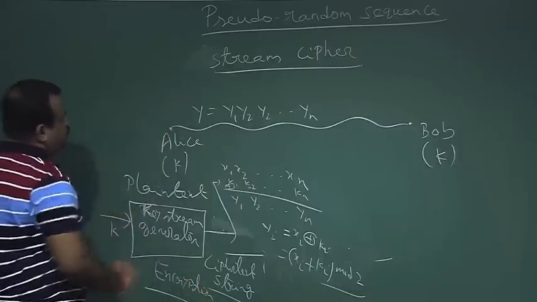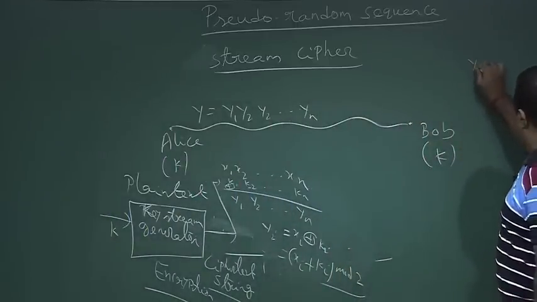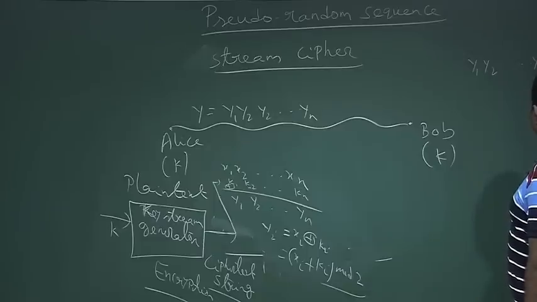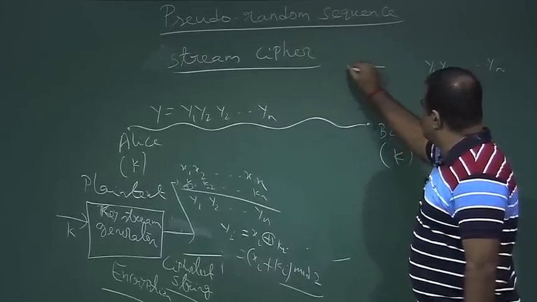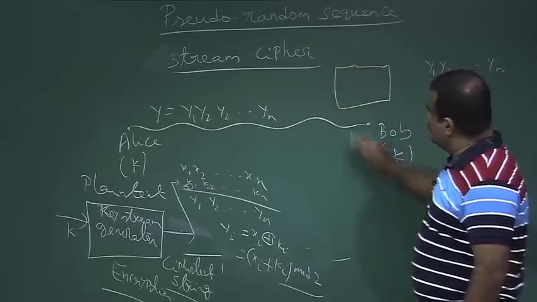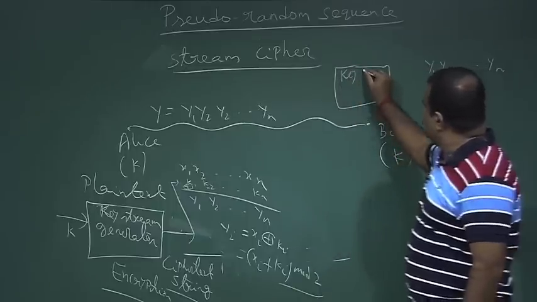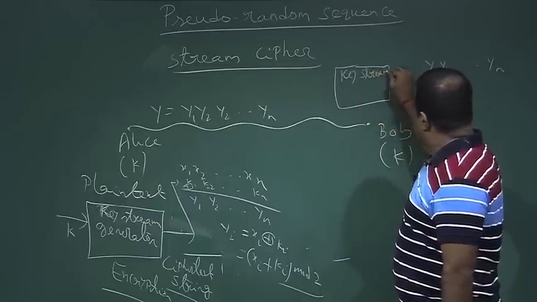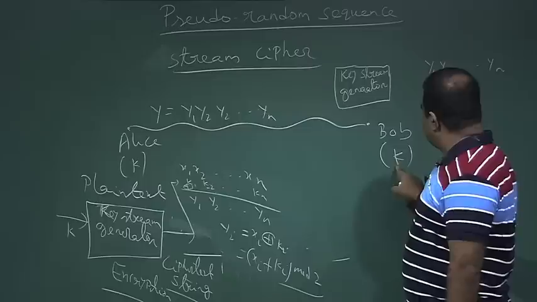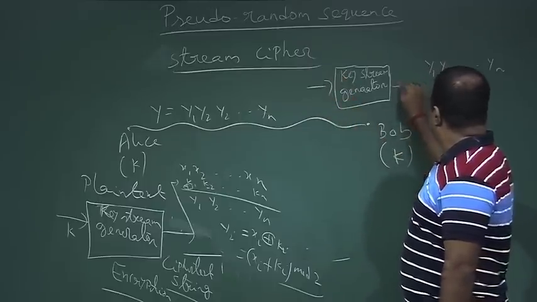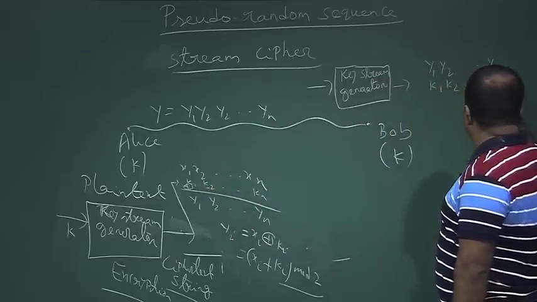Okay, this is the stream cipher, and then how will Bob decrypt it? Bob is receiving the ciphertext string y1 y2, and Bob has the same key k. Bob also has this key stream generator. This function is public, only the secret key is secret. The same key stream generator, so that if we give the same input as the initial value, it should give us the same key stream, k1 k2 kn.